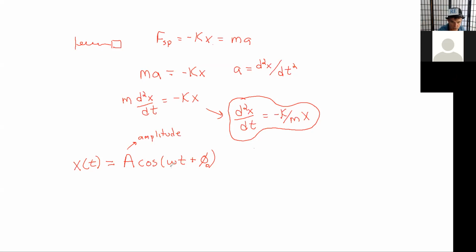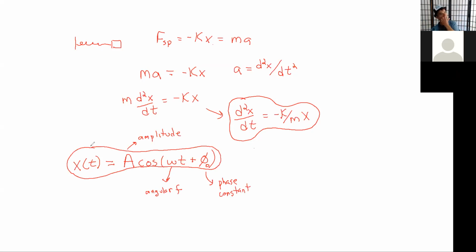Omega is called the angular frequency. t is just the elapsed time, and this is our phase constant. So this is just a general solution to anything really where I'm taking 2 derivatives and returning the original function. Now what I want is, how am I going to relate that to my particular system? Well, I want it so that when I take two derivatives of it, I get negative k over m times x.